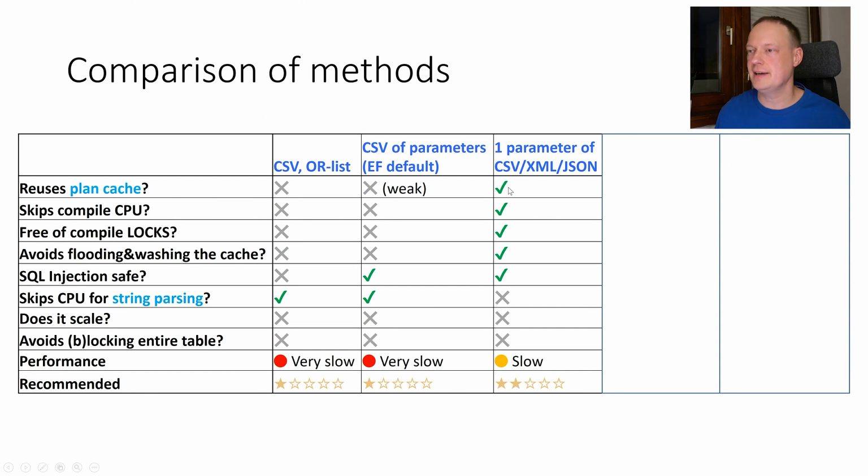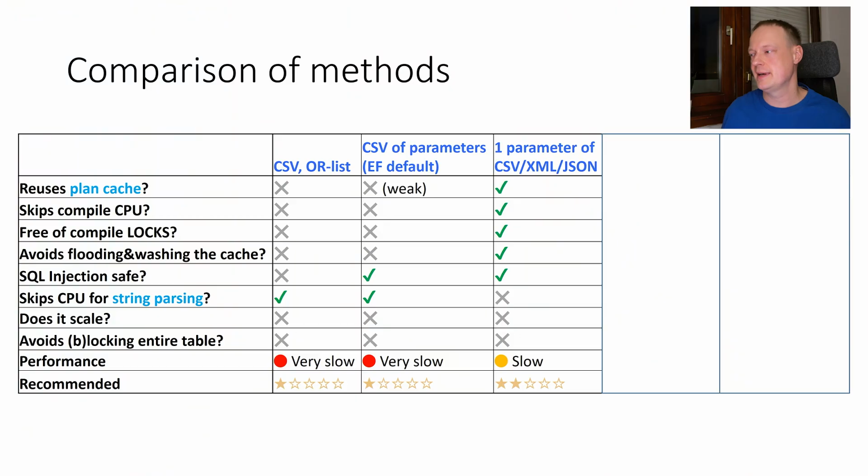Why? Because finally we are reusing the plan cache, because every time we have an identical query, even if we change the values, even if we change the number of values, we always pass one parameter, and it doesn't matter what values are inside, that plan will always be reused. So we are in a good situation. We are using the plan cache, no more recompile CPU, no more compilation locks. We are not flooding the plan cache with thousands of different plans which are never reused. And it's SQL injection safe, but we lost one checkmark.